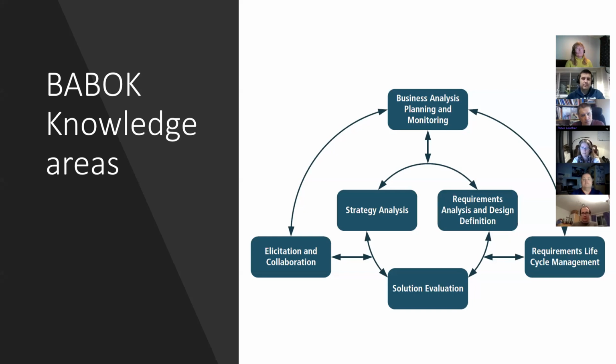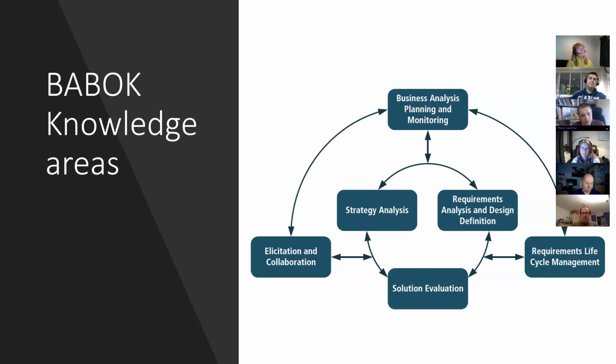Obviously, as BAs, it's very structured. And really it's around 6 knowledge areas, which are these identified here. And these are what we've done the mappings to. So for example, we've done mappings to elicitation and collaboration. We've done mappings to solution evaluation, etc.